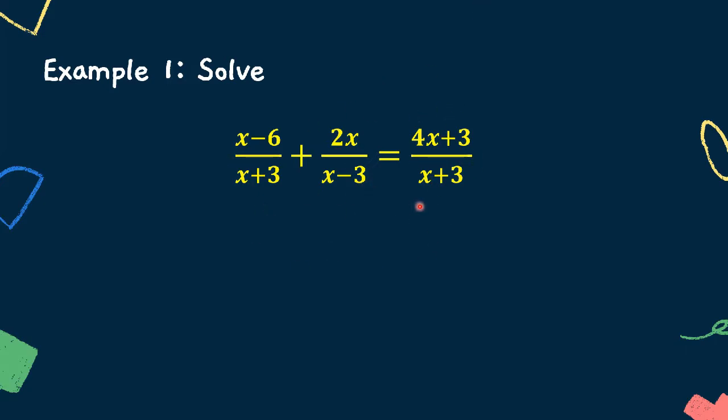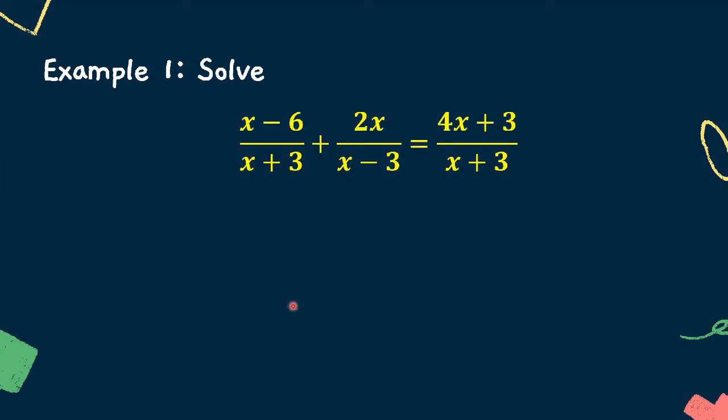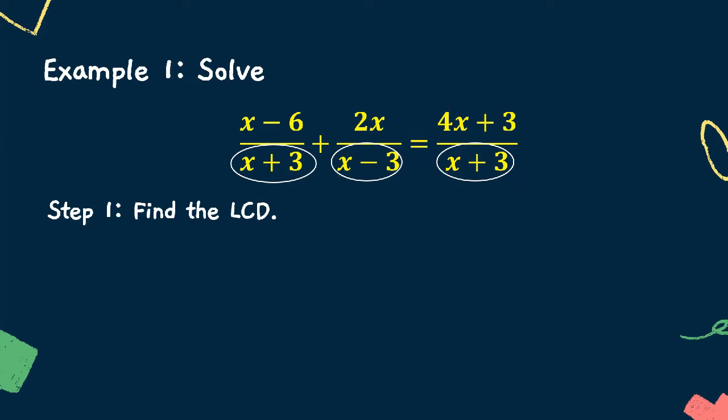To solve this rational equation, first, you have to simply follow this rule. In solving rational equations, you have to find the LCD. In finding the LCD, first we have to identify our denominators, and these are x plus 3, x minus 3, and x plus 3. To find the least common denominator, first we have to identify the denominator that repeats, the one that is doubled. We have to eliminate the repeating denominator.